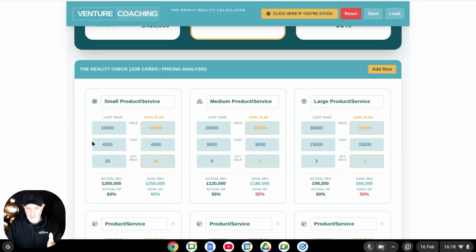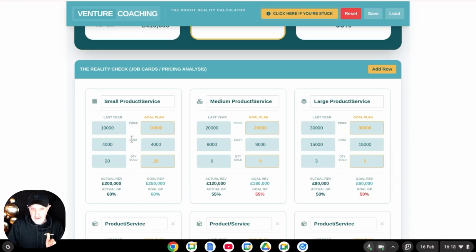So pop in last year's figures for each of the categories, and then pop in the price and the strategy for the new figures going forward. Now that strategy is going to be the sales price that you're going to sell it to your customer for, the cost it's going to cost you to deliver it, and the quantity.